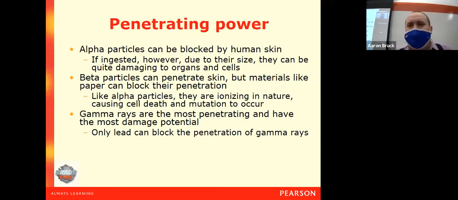Gamma rays are also ionizing radiation, and because they are pure energy, there are very few things that can actually limit their transmission. So your skin is useless against gamma. Your bones are useless against gamma. They don't have the density to block the particles from transmitting. However, lead is capable of blocking gamma rays, as is concrete, if you have a thick enough concrete barrier.